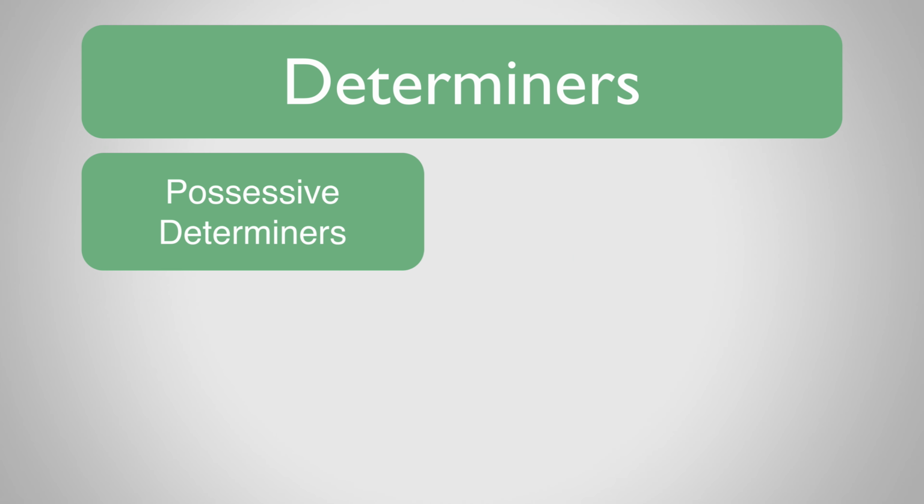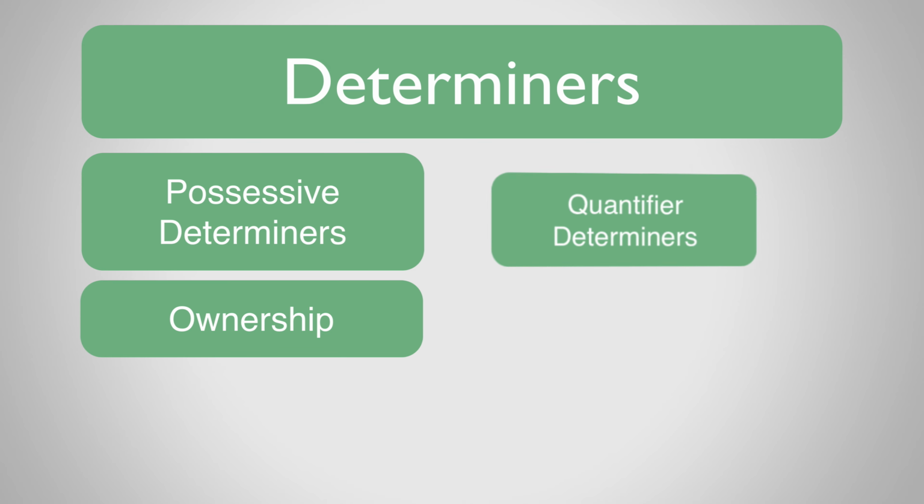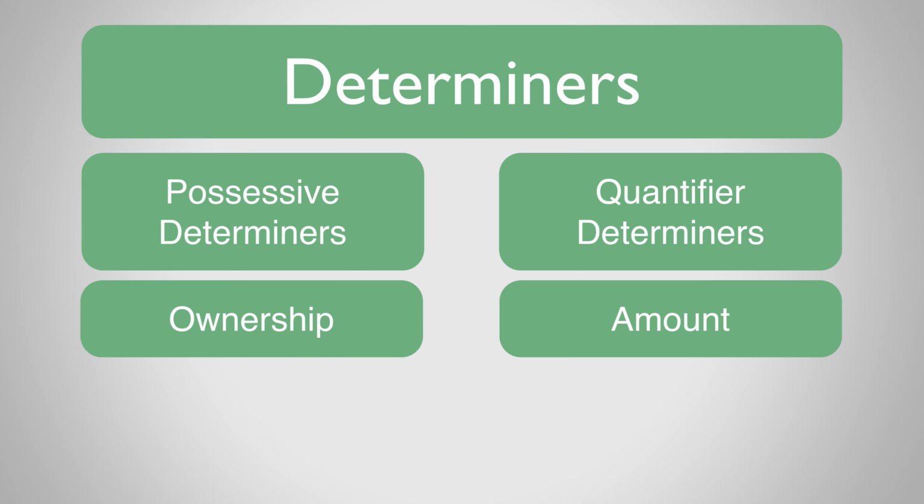Possessive determiners tell us about the ownership of the noun, whilst quantifier determiners tell us about the amount of the noun.